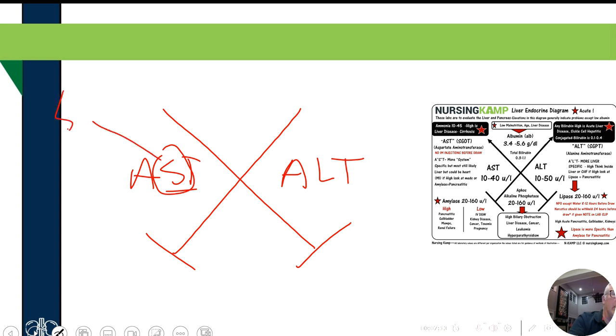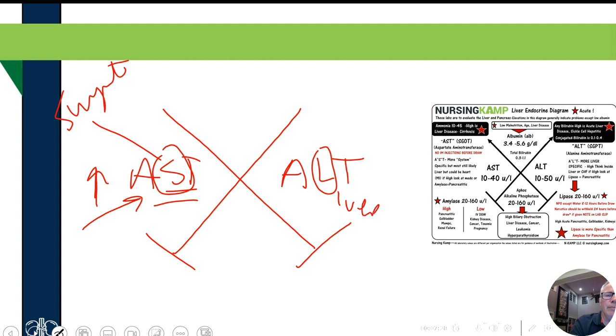AST is systemic and liver. So this could be elevated on a systemic infection. However, it is a liver enzyme. It's mainly the response of the liver. And then this one is specific to liver, L, liver. Okay, those are your main liver enzymes.